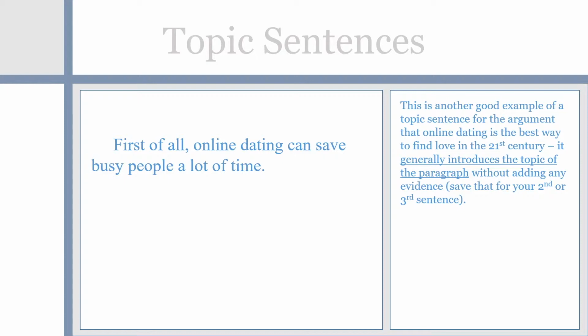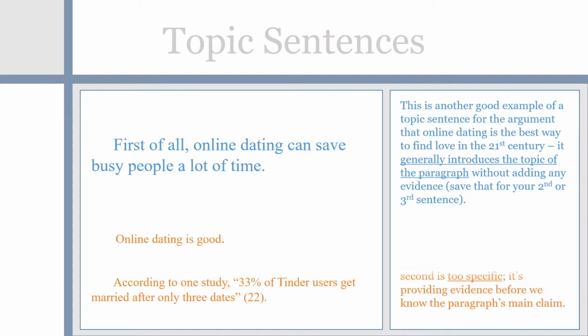That's okay, Jessica. And here's an example of what not to do. Online dating is good. According to one study, 33% of Tinder users get married after only 3 dates. These are two examples of what not to do. The first one is too general to be useful, and the second is too specific. It's providing evidence before we know the paragraph's main claim.